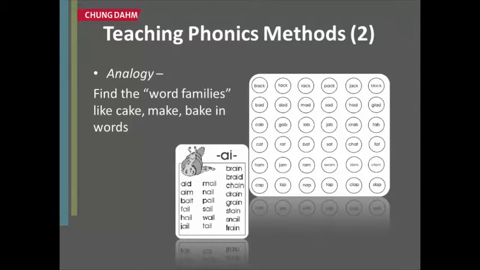So for example, when I teach the -ale family, male, nail, pale, sail, whale, tail, when the student meets those words in text, they'll understand how that works.